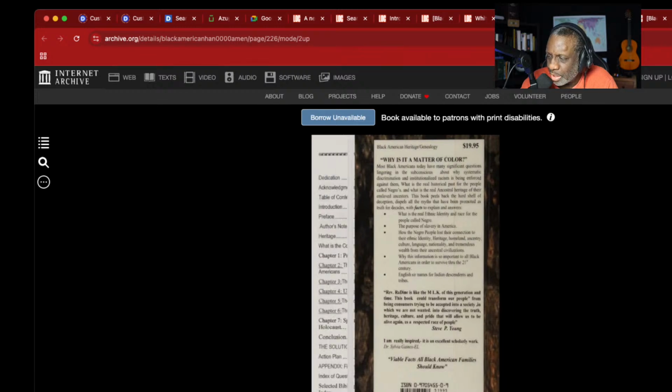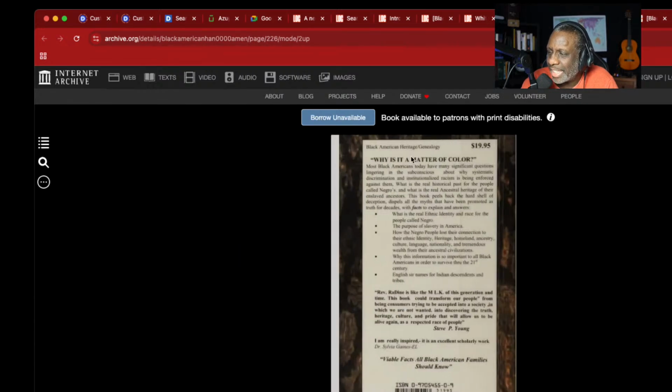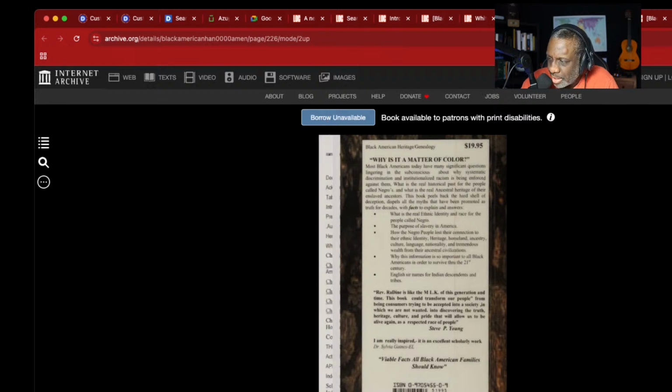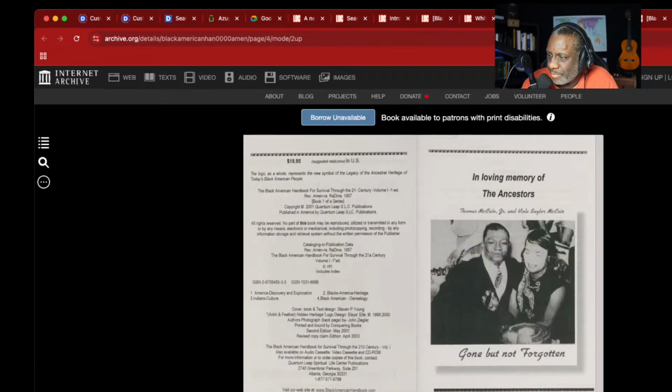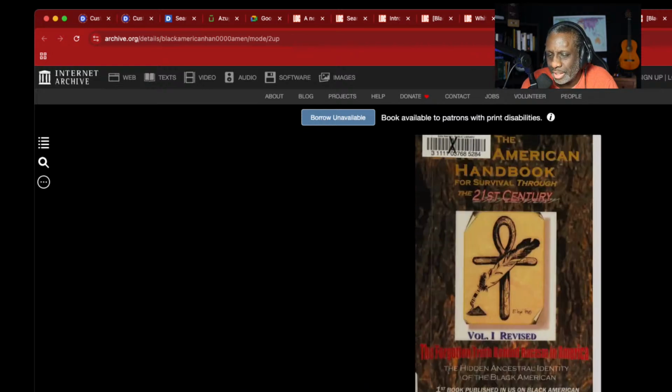So look at this book carefully. See how they cut out, they only give you a few pages that you can look at, and I can't even borrow it. Usually you can borrow these books, because this has all of the names, your last names, and shows you what tribe you originally belonged to. It's called The Hidden Ancestral Identity of the Black American. I look for this book, it's hard to find, and it's expensive when you try to find it.